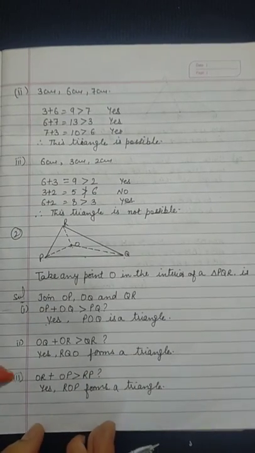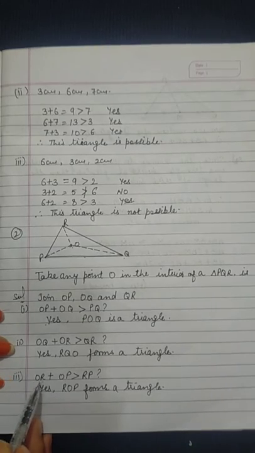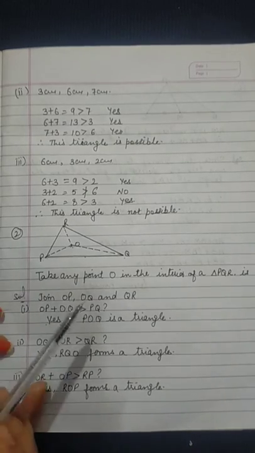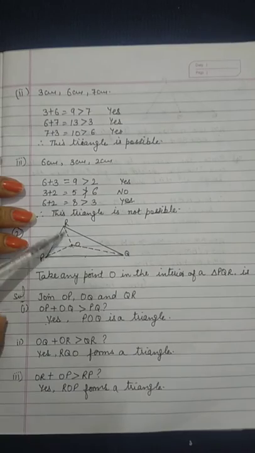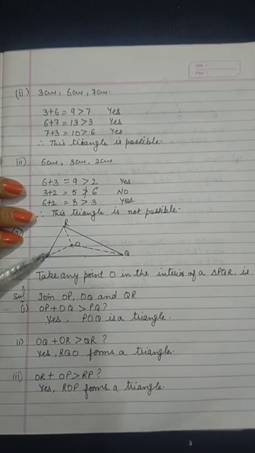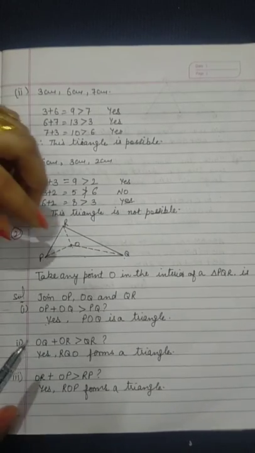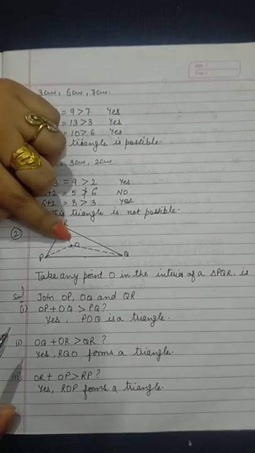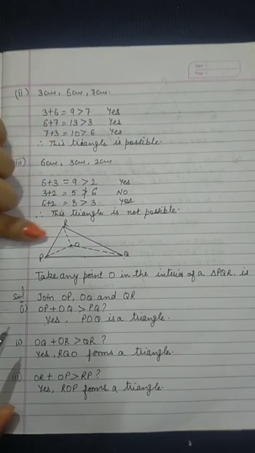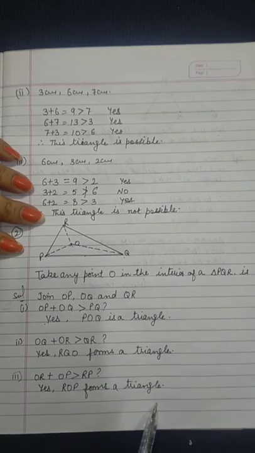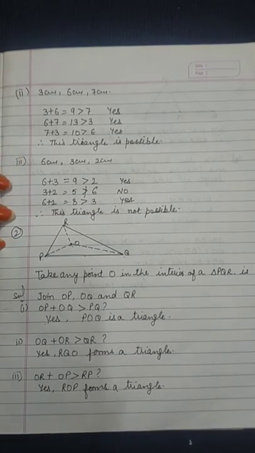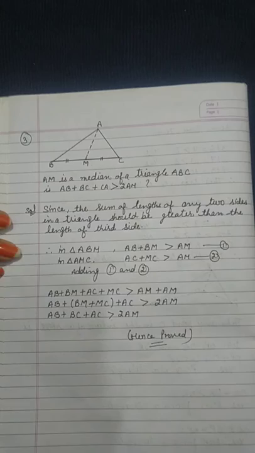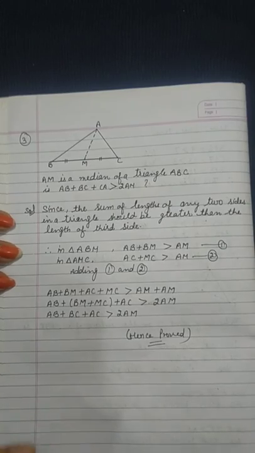The same here, the third part, OR plus OP. What is OR here? OR and OP, this one and this one, is greater than RP. Now we'll check again. We'll see again this part and this one. The sum of these two sides is greater than the third side. So yes, ROP forms a triangle. And in this way you can simplify this sum. Now let's move to the next sum.